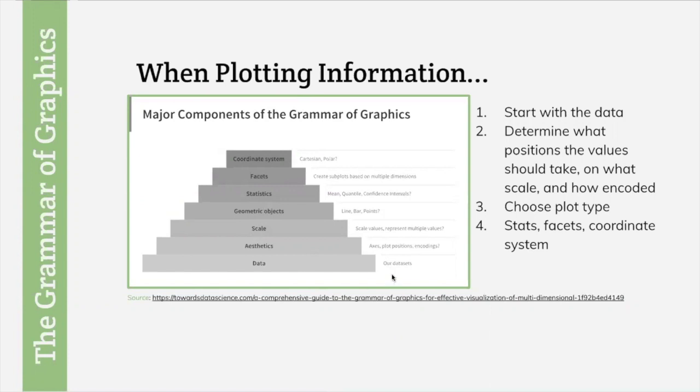The idea here is you start with the data. The data determines what the positions and the values are going to take in your plot and how they are going to be encoded. After you figure out what data you're going to plot, you can then choose the plot type. This is known as the geometry, the shape that you're going to be using. Is it a bar chart? Is it a scatter plot? And then after that, you use the stats, the facets, the coordinate system to really customize beyond that. And you can see that this is a pyramid, so each builds on the previous level.